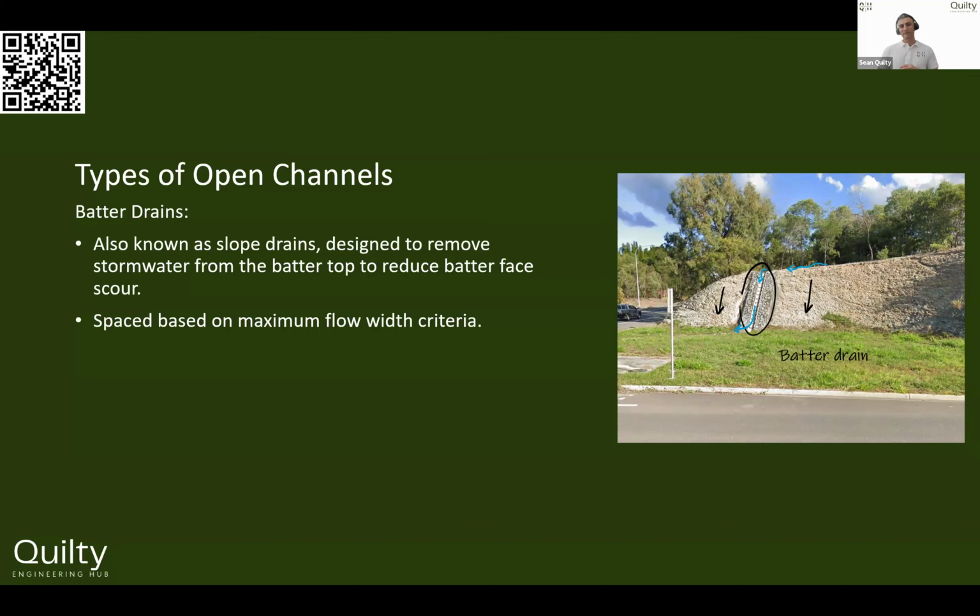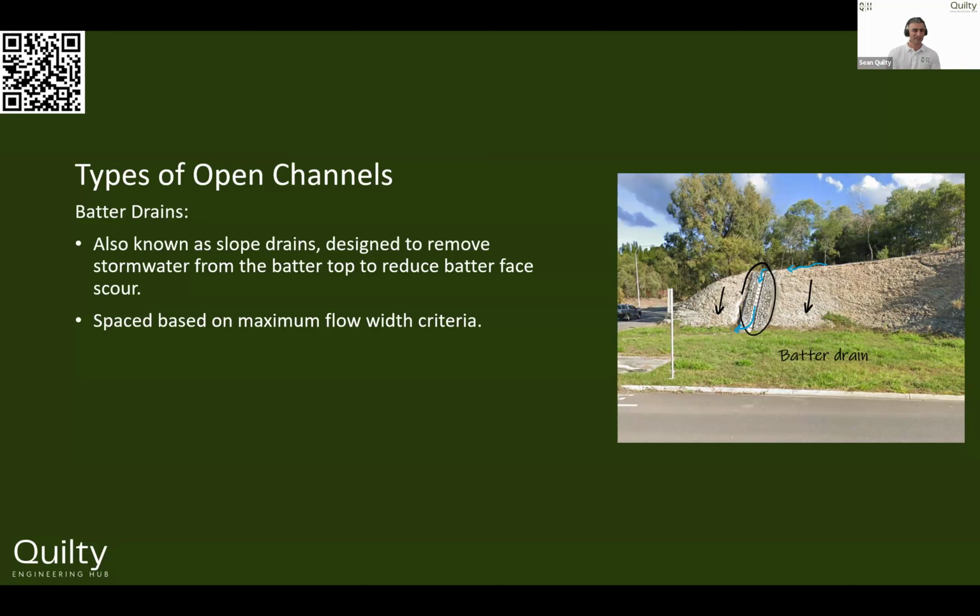But in this picture here, we've got an open drain or a cutoff drain, if you like, that's on the top of the batter. We can't see it, it's just behind. And then that will convey the water down to this batter drain. So at the upstream end of that batter drain, there'll be a bit of a bund, a bit of a pond, if you like, that's sitting there. The water will hit the bund and then drop into this batter chute or batter drain. So it flies down.